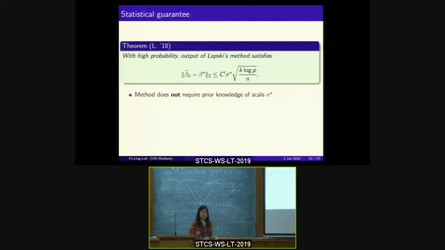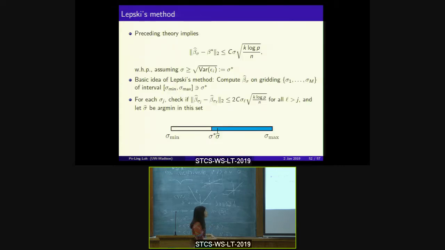This is the way that Lepski's method usually works. Yeah, because you need to compare it with something, and you would really like to compare it with beta star, but you don't know beta star. So all you can do is look at two different estimators and compare them somehow, right?